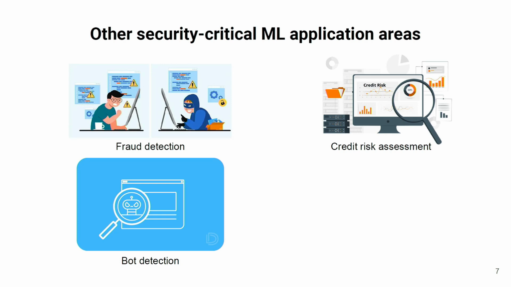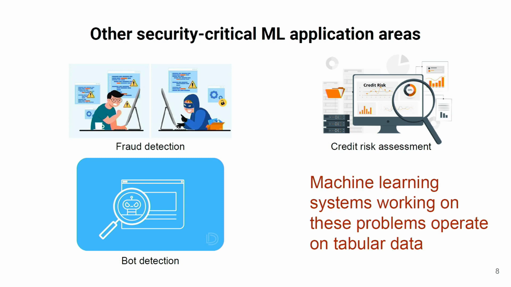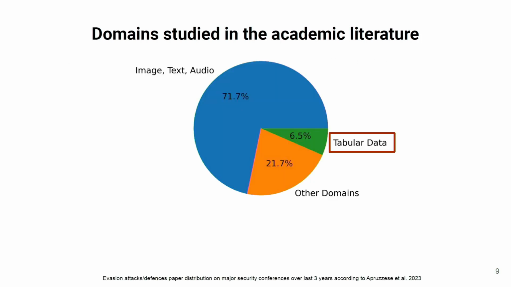And there are a lot of real-world problems which are solved in tabular domains, such as fraud detection, credit risk assessment, bot detection, and I guess you can come up with a lot of such problems. And I guess I don't need to convince you that attacks on this system can incur serious financial damage on business or government organizations. And also, tabular data is quite important. It is also quite underrepresented.